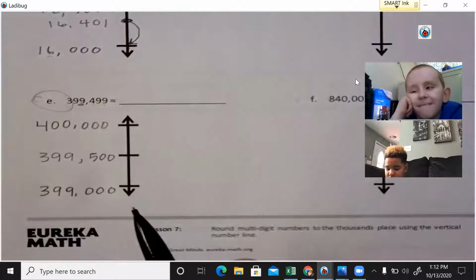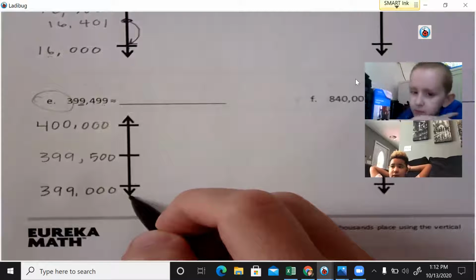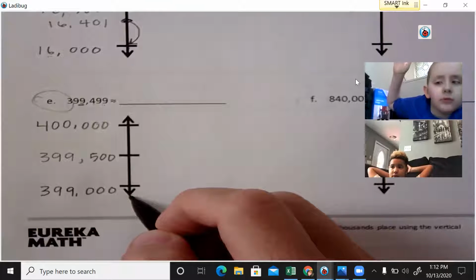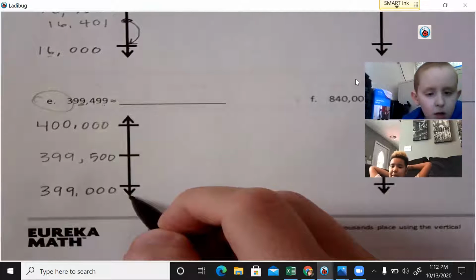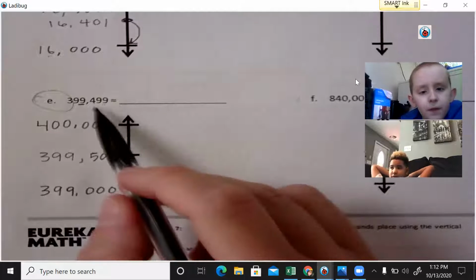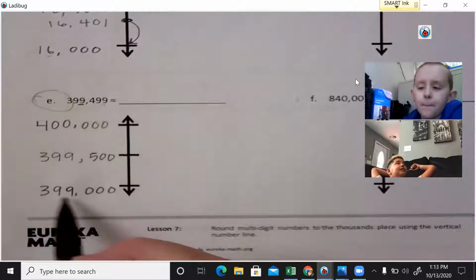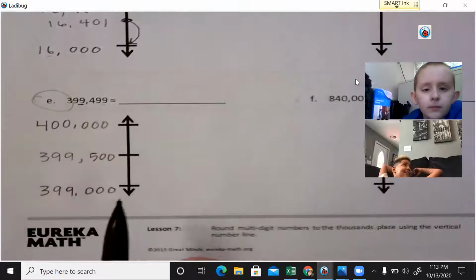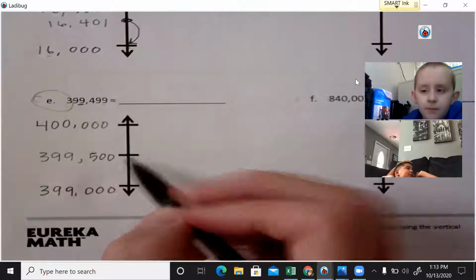Is 399,499 bigger or smaller than 399,000? Tyler? Do you know? Is this number bigger or smaller than this number? Bigger. But they both start with 399. Good. They both have 399 as their beginning, but 499 is bigger than 000. They have a different end.